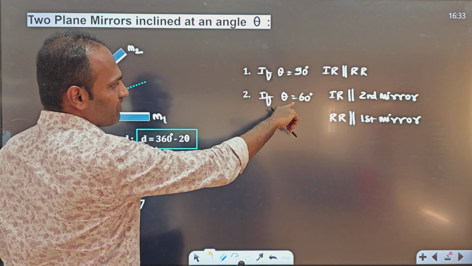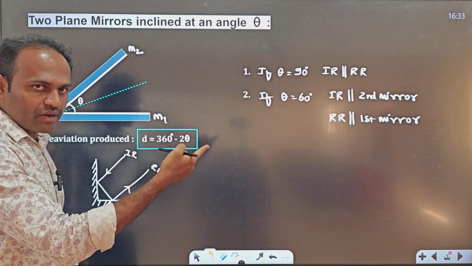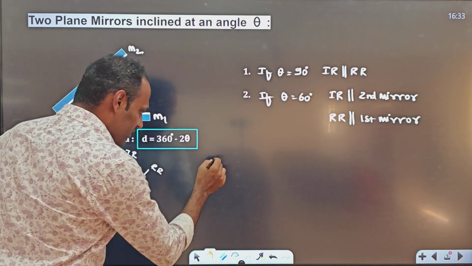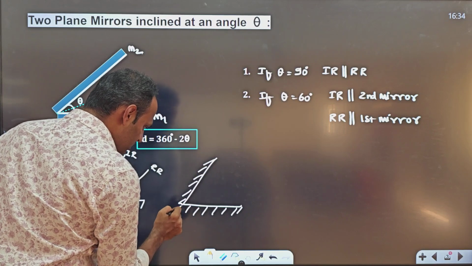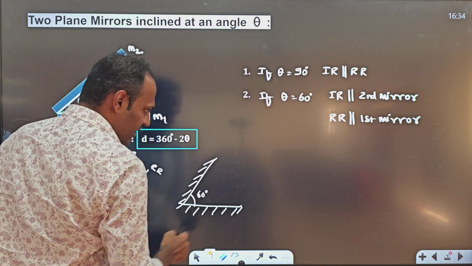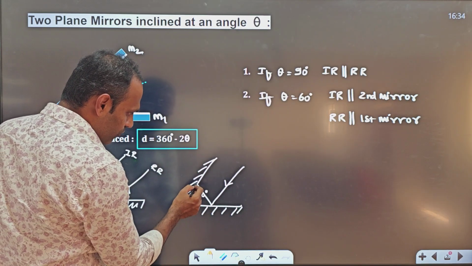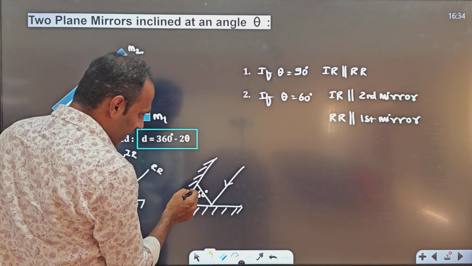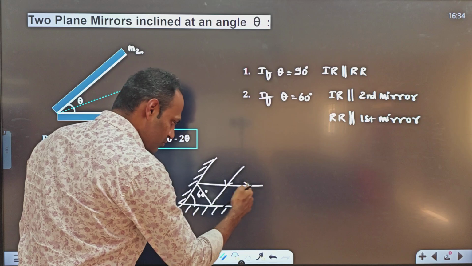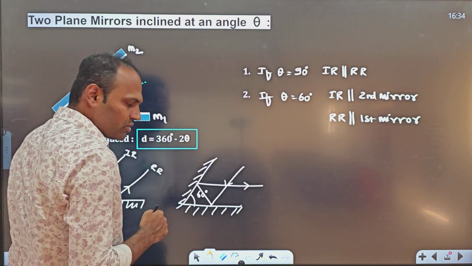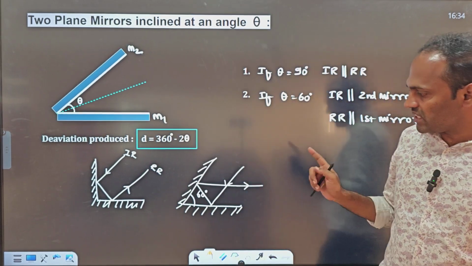Second point, if the angle between the two mirrors is 60 degree, the incident light ray will be parallel to the second mirror, and the reflected light ray will be parallel to the first mirror, right? So it will be like this. For example, if the angle between the two mirrors is 60 degree, the incident light ray will be parallel to the second mirror. When it reflects and goes back, at that time it will be parallel to the first mirror. This will be parallel to the first mirror, this will be parallel to the second mirror, right? Like that. The incident light ray will be parallel to the mirror on which it is not incident.